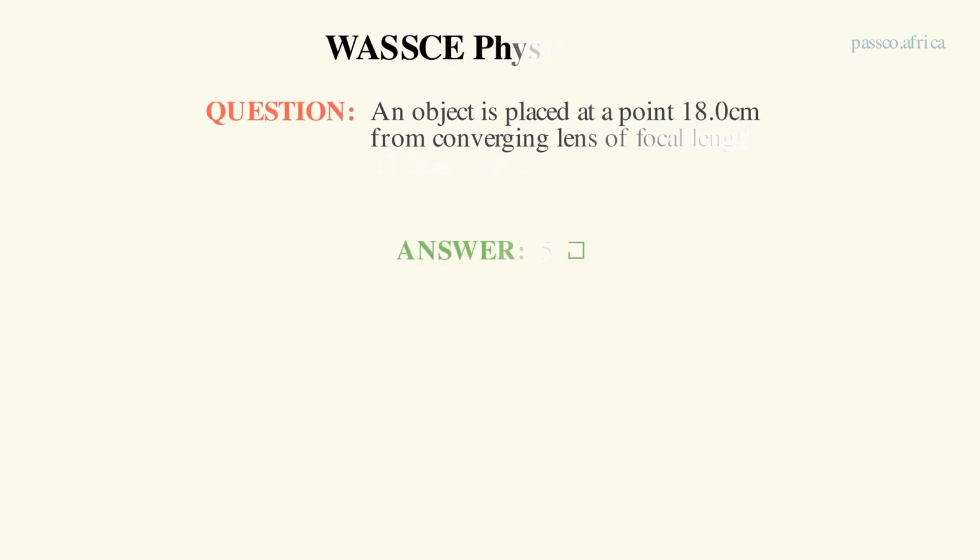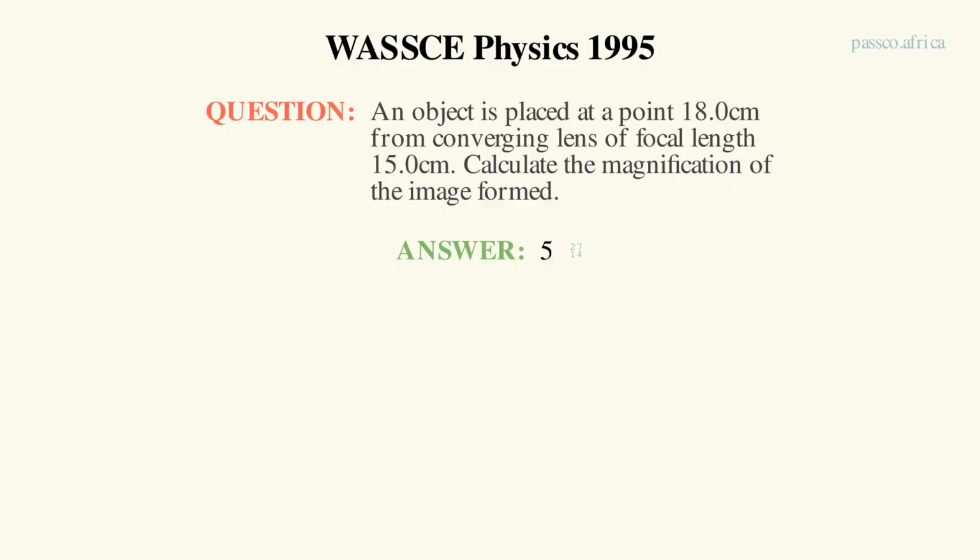Welcome to Passco Africa. Here is the question. An object is placed at a point 18.0 cm from a converging lens of focal length 15.0 cm. Calculate the magnification of the image formed. Now, try it yourself.